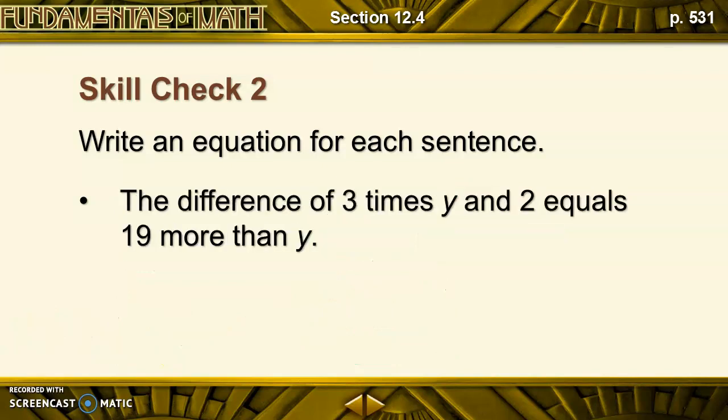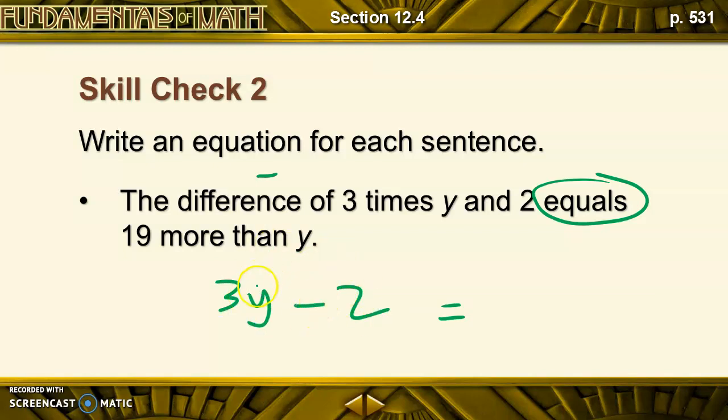If you can believe it, we're at the last example of the lesson. We're going to find our word of equality, and the word of equality is going to be equals. So we're going to put an equal sign. The difference, so subtraction, the difference of 3 times y and 2. So we're going to subtract 3y minus 2. This is the difference of 3 times y and 2 equals 19 more than y. So this is going to be y plus 19.